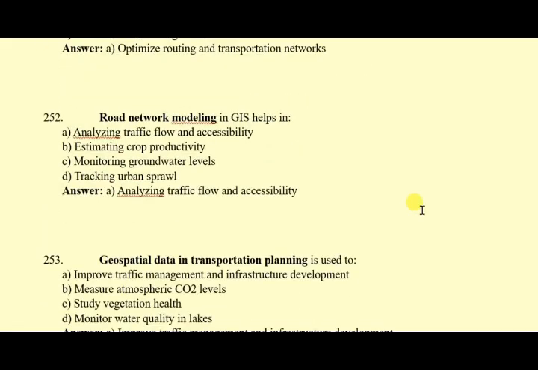Question 252. Road network modeling in GIS helps in analyzing traffic flow and accessibility, estimating crop productivity, monitoring groundwater levels, tracking urban sprawl. Here the correct answer will be analyzing traffic flow and accessibility.